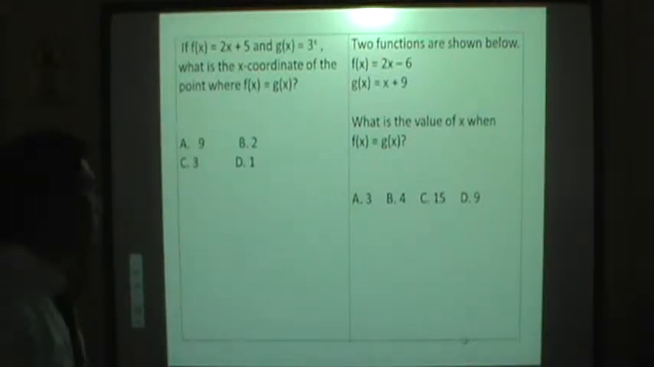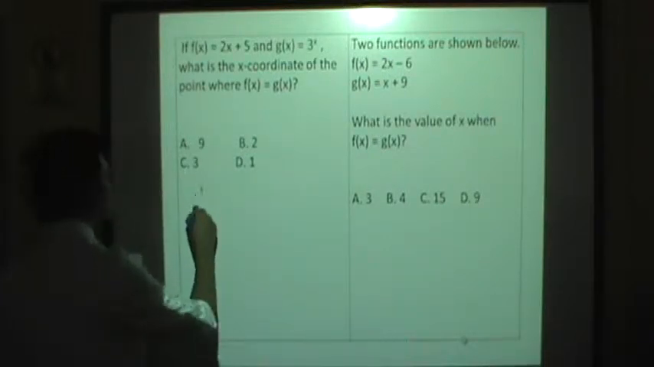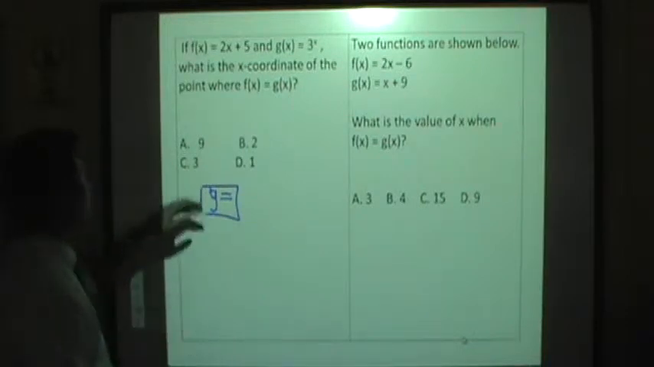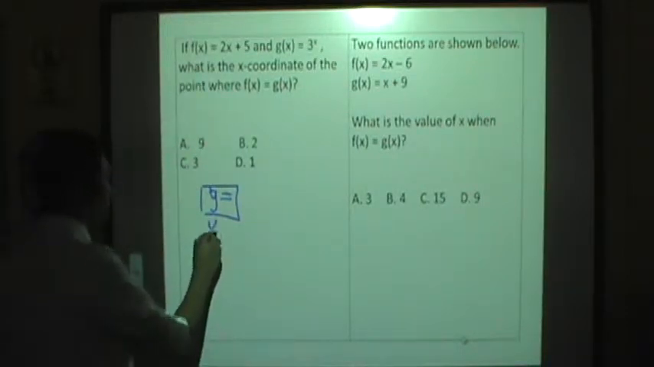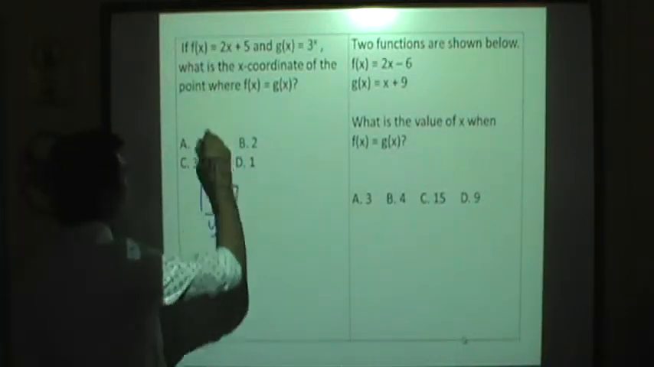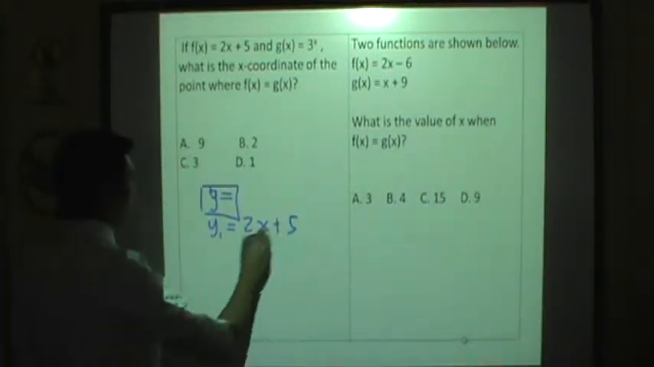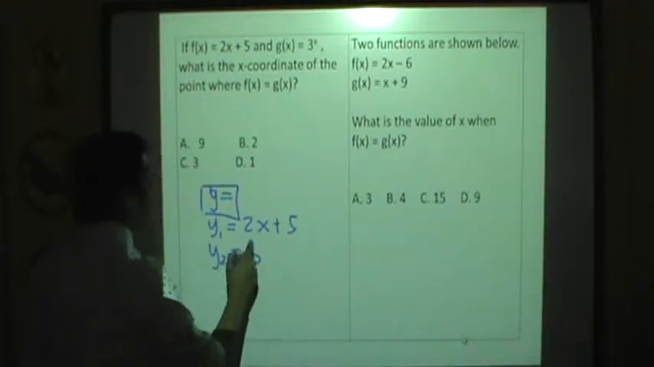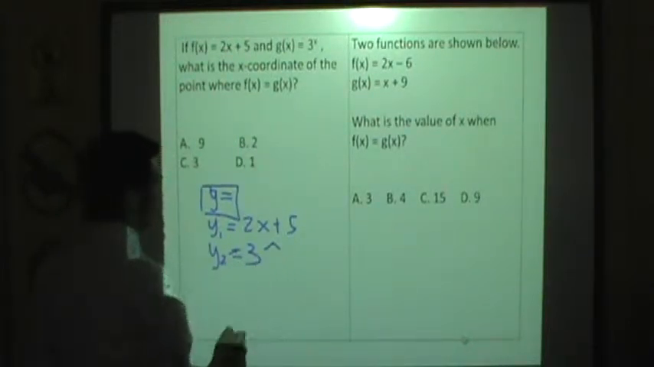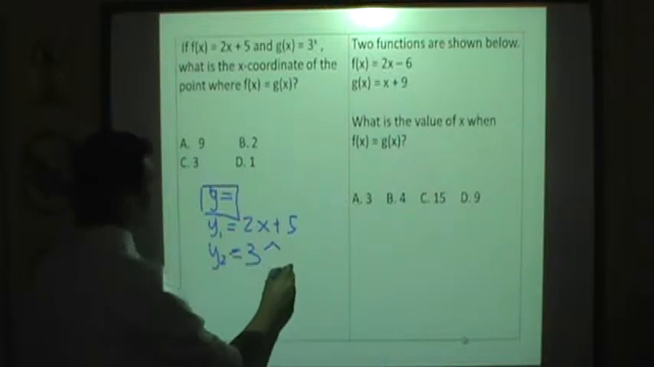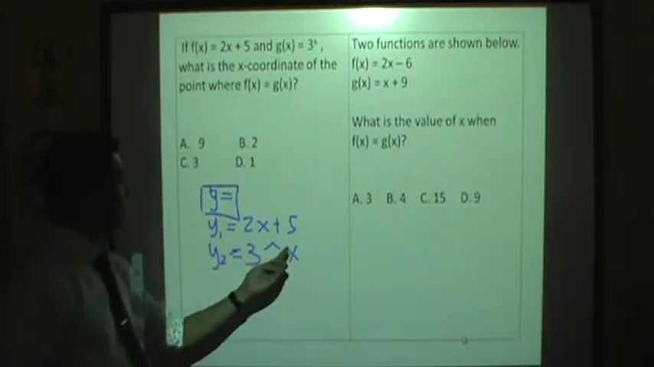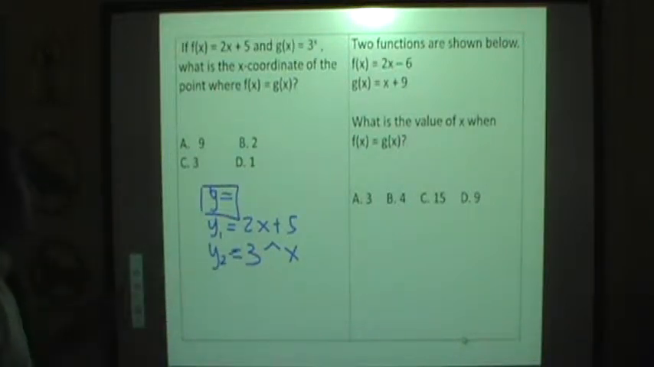So what you need to do, when you use your calculator, is press the Y equals button, and then type this in for y1. You're going to see y1 there, and then type in 2x plus 5. Then go down to y2, type in 3, up, see that? Make sure you press that button, and then x. That means you're putting the x up as the exponent of 3.